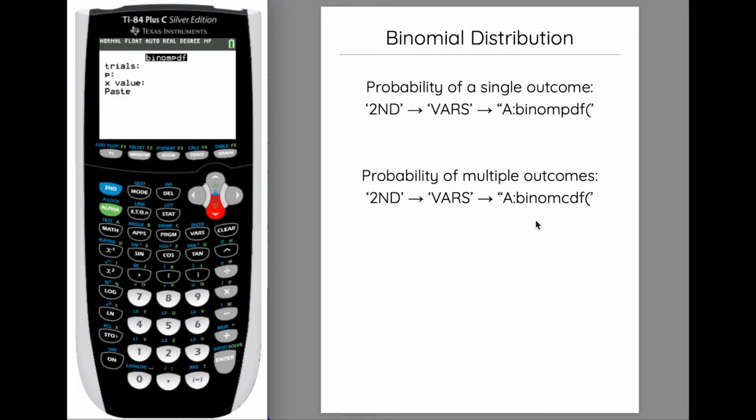The same thing is true for binomial CDF. That's the next option below. So if we go second, vars, and we scroll to this one here, B, binomial CDF. Now we can type in the binomial CDF values, and it gives us all the values. Same idea, but CDF starts from 0 on the TI-84, and it'll start adding all the probabilities from 0 on up to the x value that you give it. Some other calculators will give you a range, but the TI-84 starts at 0 and then adds all those up.